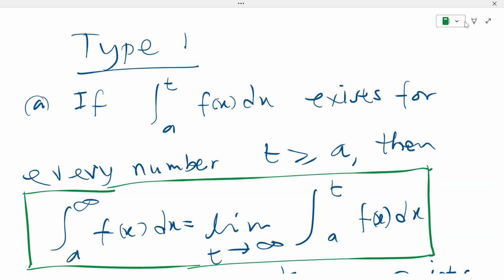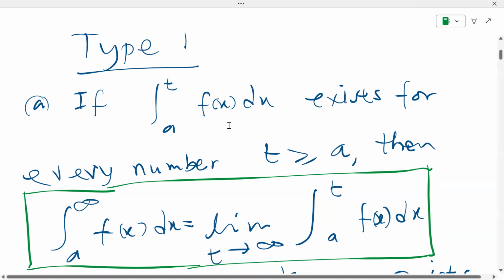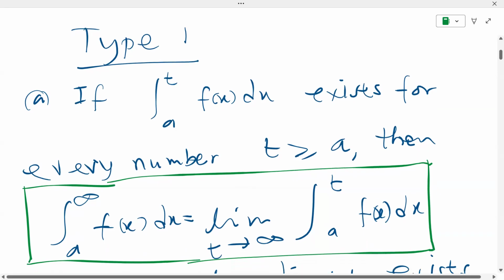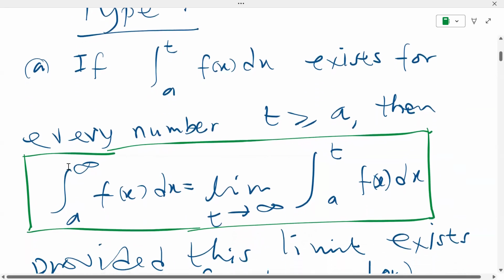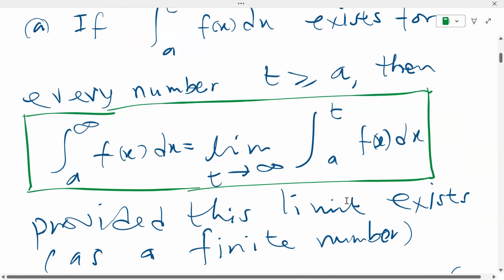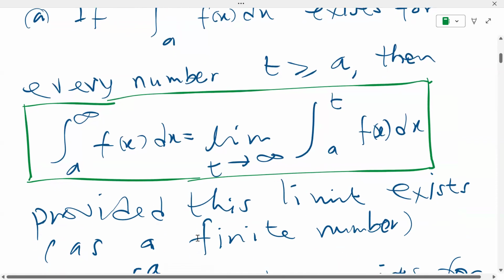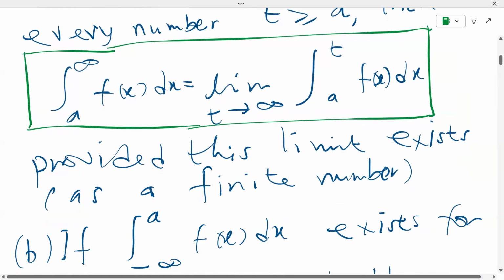Now I want to look at type 1 of improper integrals, and we are going to treat ourselves to three definitions. A, we are saying that if the integral running from a to t of f of x dx exists for every number t greater or equal to a, then the integral running from a to infinity of f of x dx will be written as the limit as t approaches infinity of the integral from a to t of f of x dx. And if this limit exists, or as we will say, if a finite number can be obtained, then that is fantastic.